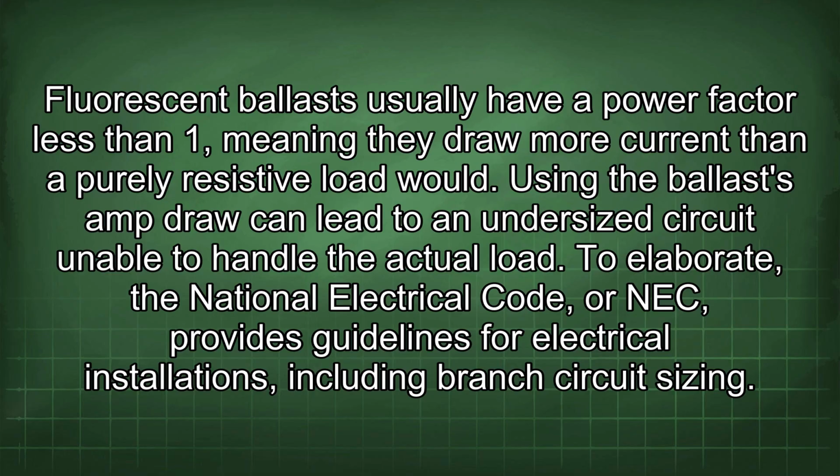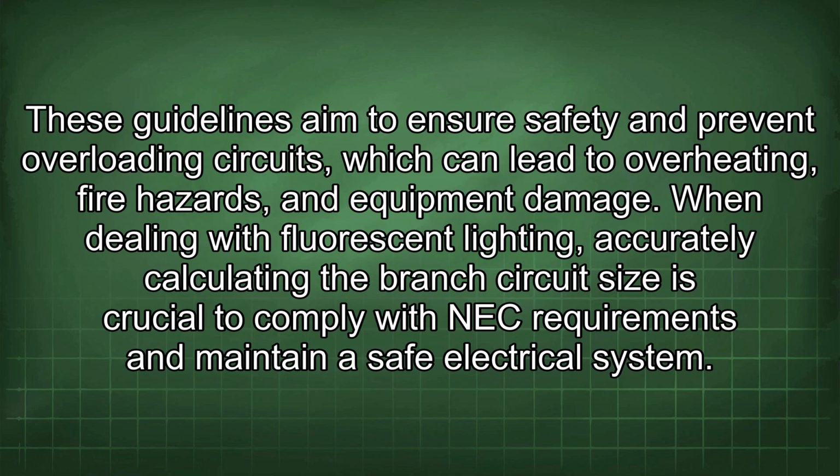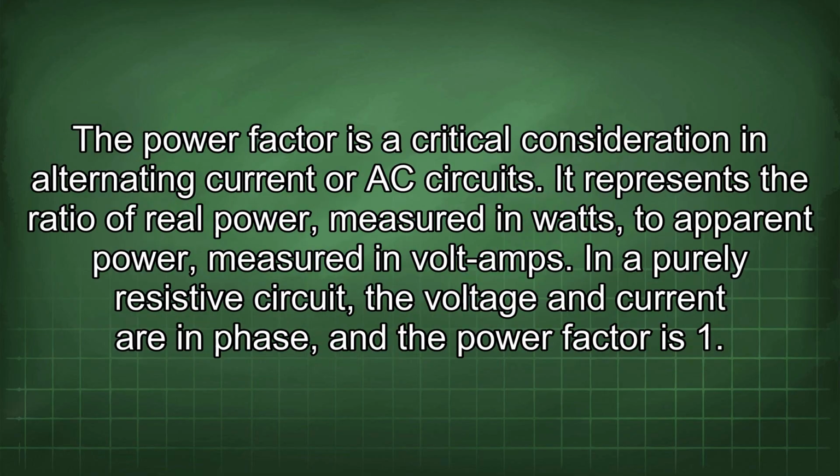To elaborate, the National Electrical Code, or NEC, provides guidelines for electrical installations, including branch circuit sizing. These guidelines aim to ensure safety and prevent overloading circuits, which can lead to overheating, fire hazards, and equipment damage. When dealing with fluorescent lighting, accurately calculating the branch circuit size is crucial to comply with NEC requirements and maintain a safe electrical system. The power factor is a critical consideration in alternating current, or AC, circuits.